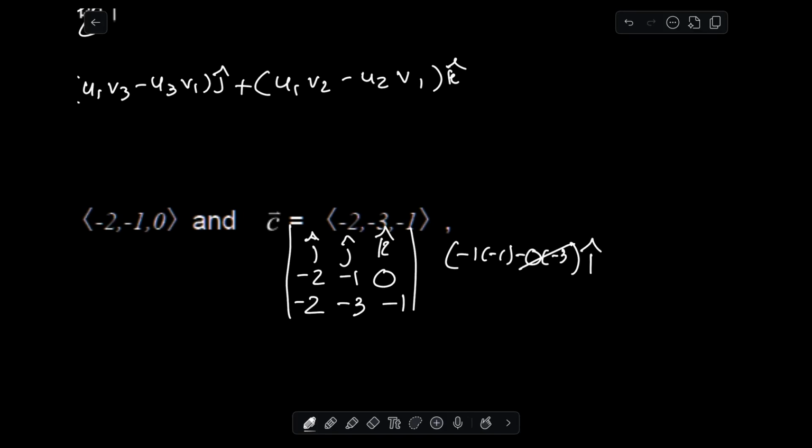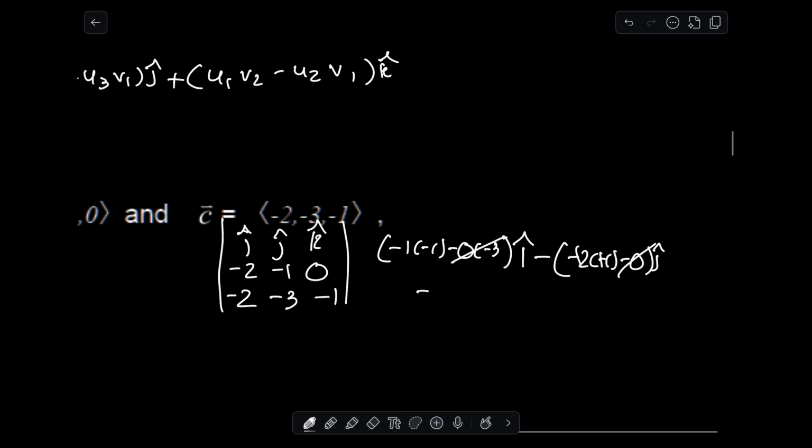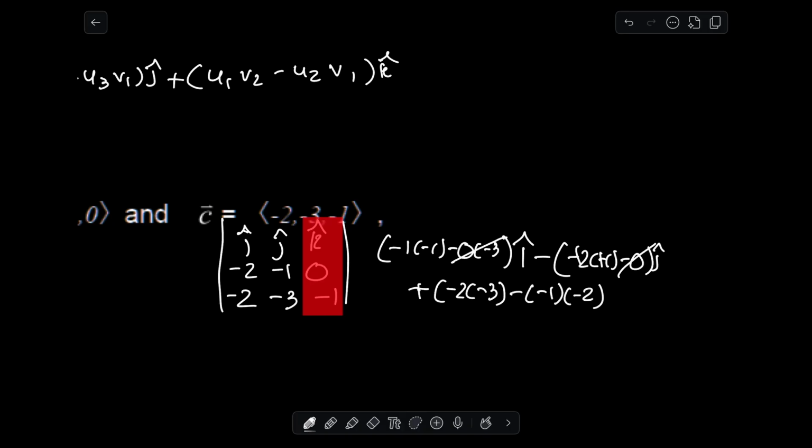Then I'm going to have minus, cover up the j hat component. It's going to be -2 times -1 minus 0, so that goes away. J hat, so it's going to be plus plus. It's still going to be minus. And minus, I'm going to cover up the k hat now. It should be plus. It's going to be -2 times -3 minus -1 times -2. You're going to get a lot of negatives, so you've got to clean this up, make it easier for yourself. K hat. This is going to be -2 minus -3, so it's going to be plus plus 6 minus 2 is 4.